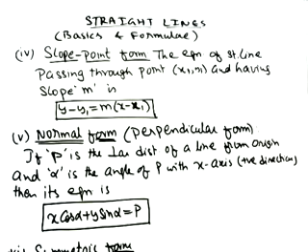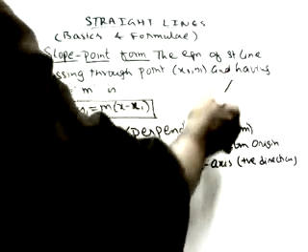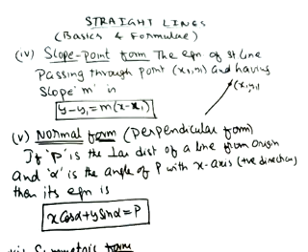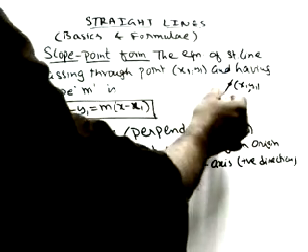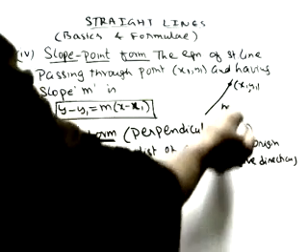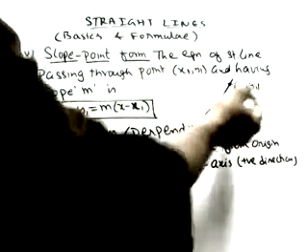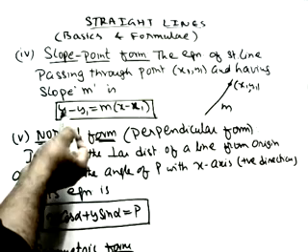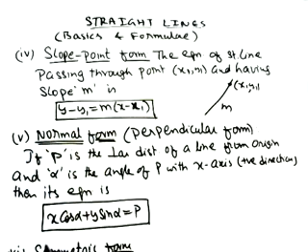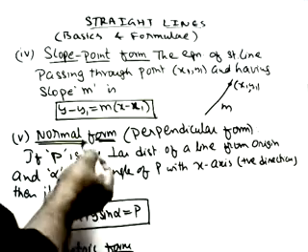Now see here the next concept. Slope point form: the equation of the straight line passing through the point x1, y1 and having slope m. Suppose we have one point from which the line passes, and we have the slope of the line. Whenever we have slope and point, we can use the equation formula as y minus y1 equals m into x minus x1.